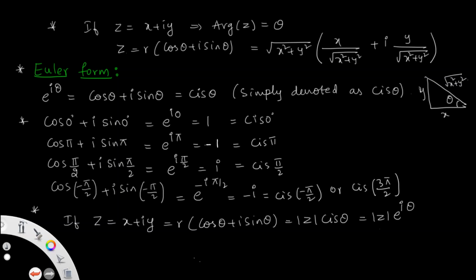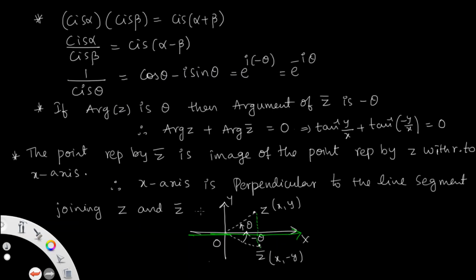It can also be represented by z. Another formula is cis alpha into cis beta equals cis of alpha plus beta, whereas cis alpha by cis beta equals cis of alpha minus beta. 1 by cis theta equals cos theta minus i sin theta, which is e to the power of i into minus theta, that is e to the power of minus i theta. Next formula: if the argument of z is theta, then the argument of z bar is minus theta.